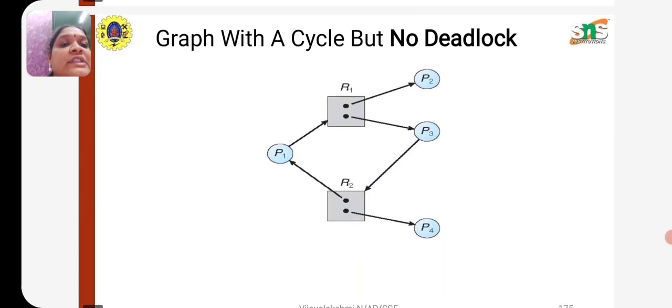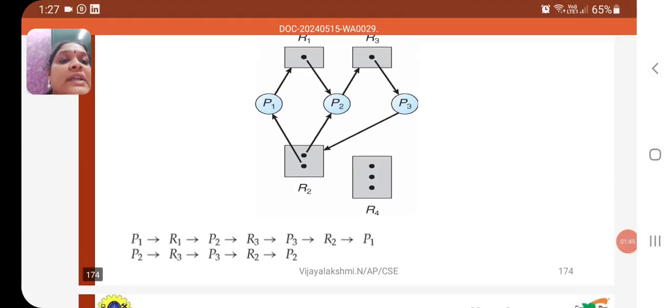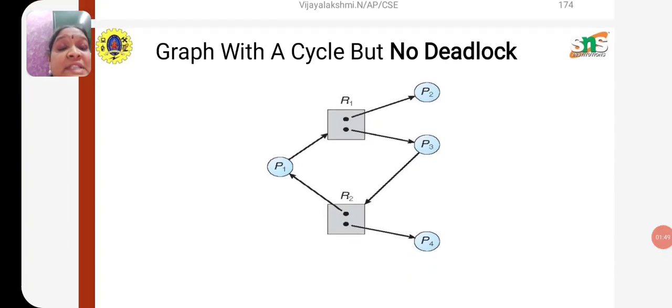Here the graph has a cycle but deadlock doesn't occur. Here we have deadlock, and here we don't have deadlock. So if you form a cycle in a graph, then we may have a deadlock.